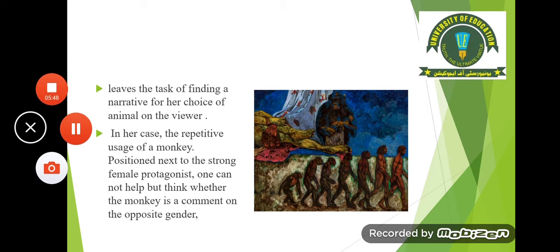It leaves the task of finding a narrative for her choice of animal on the viewer. So, in her case, with the repetitive usage of a monkey positioned next to the strong female protagonist, one cannot help but think whether the monkey is a comment on the opposite gender. So basically, we can say that she used to mock or criticize the male gender by replacing it with a figure of monkey.